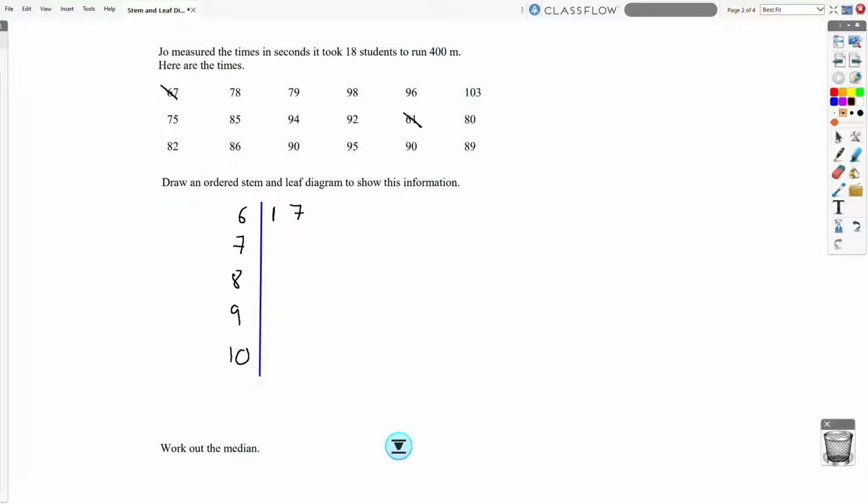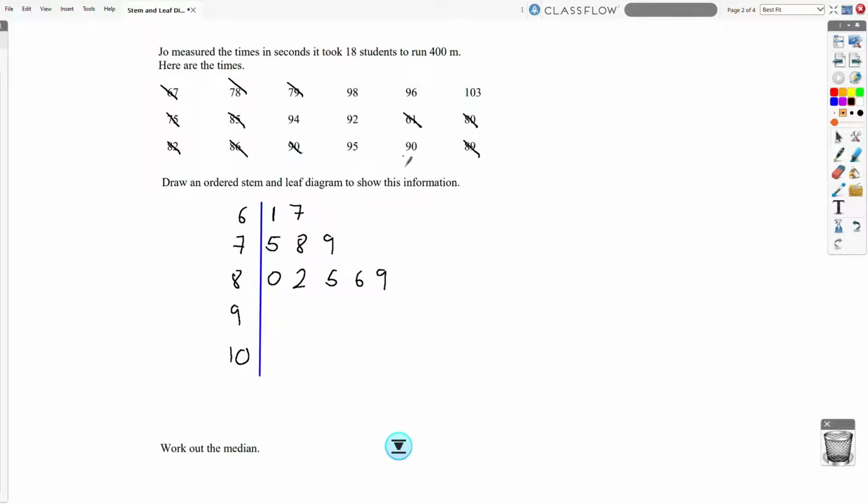So next we're looking at the 70s. The lowest 70 we have is a 75, then 78, then 79. Next, looking at the 80s, the lowest 80s we have is the number 80, so you put a 0 here. Then we have an 82. Then we have an 85, 86, and 89.